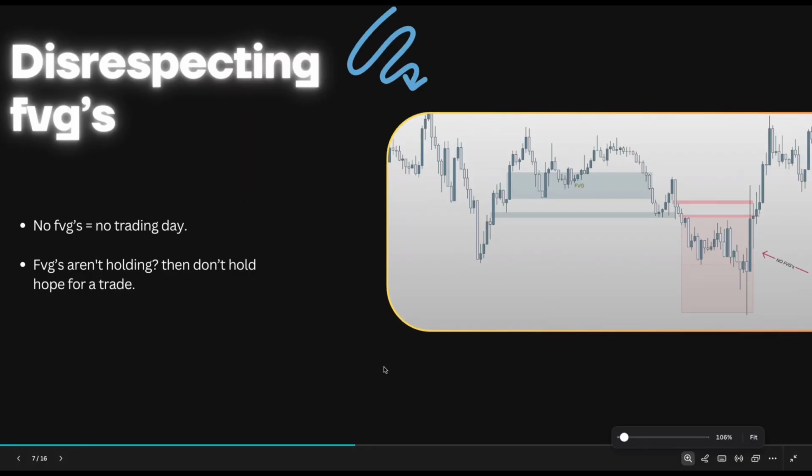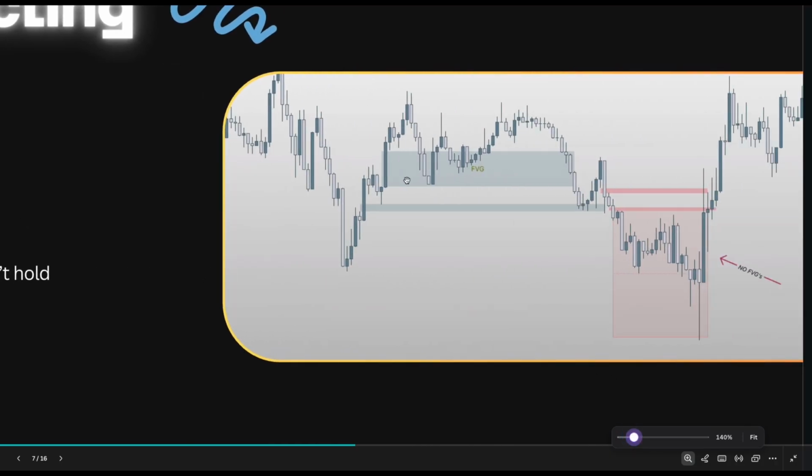Fair value gaps are like footprints left behind by aggressive institutions. If clean fair value gaps form and hold, price has strong intent. If you don't see fair value gaps, or if fair value gaps keep getting erased quickly, it means consolidation. Low probability, stay patient.